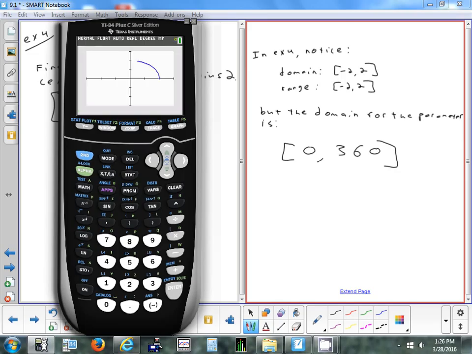Notice where it starts. Okay, it starts on the right-hand side. If we change it, Brad, what did you say? -180, 180. All right, let's try -180 to 180. Where do you think it's going to start now? Yep, it's going to start on the left side and it's going to end back there. So same picture, different parameter.